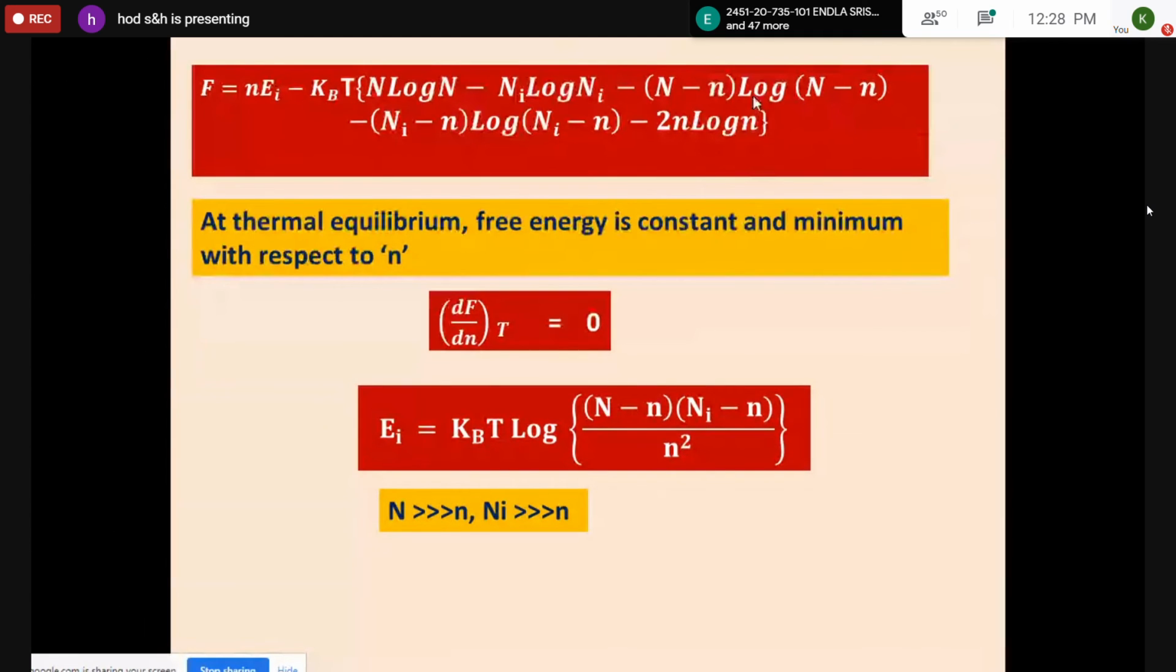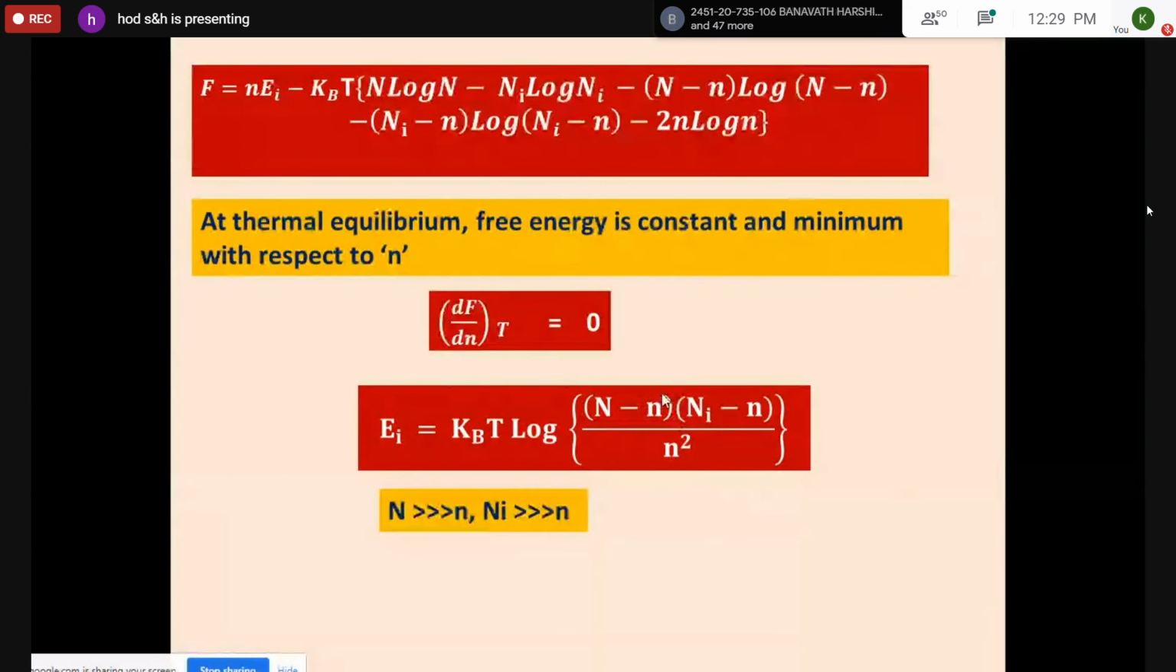Like that UV method, you have to take the differentiation of the first term, similarly for the second term, and similarly for the third term. And at equilibrium, once you simplify this, you will be getting log of (N minus n) into (N minus n) by n square. And at equilibrium, dF by dn at constant T is equal to 0.